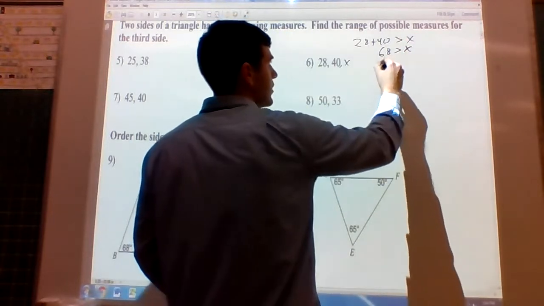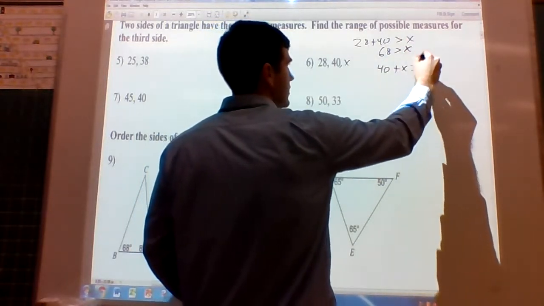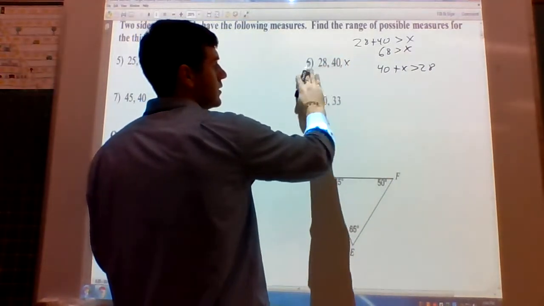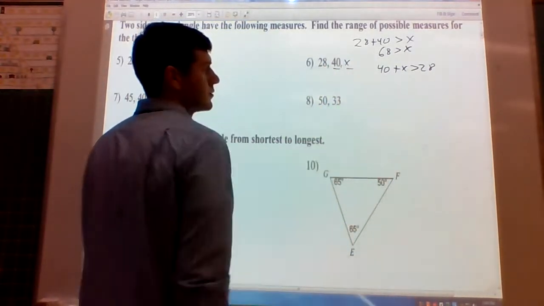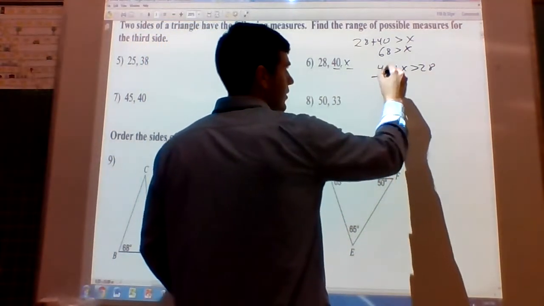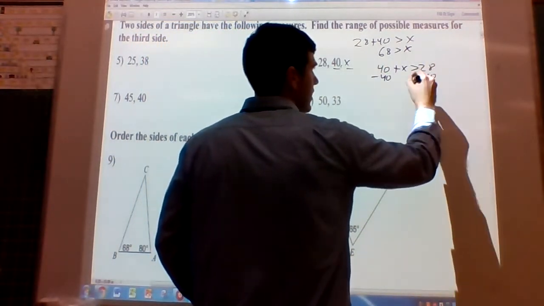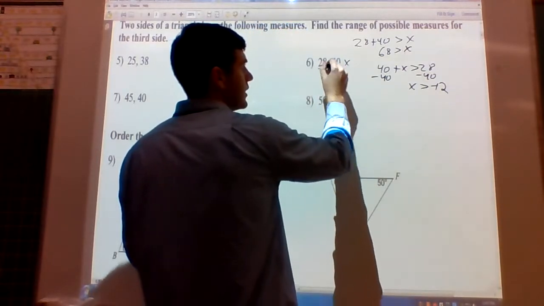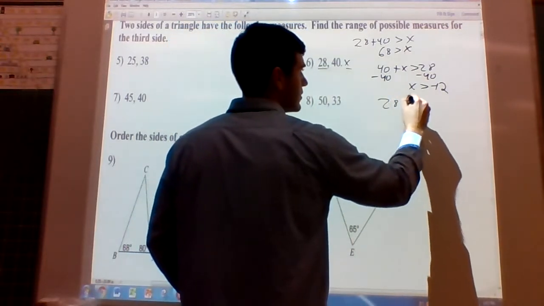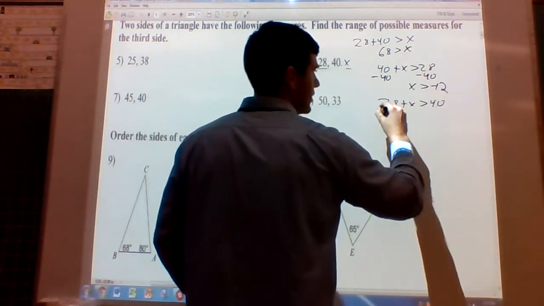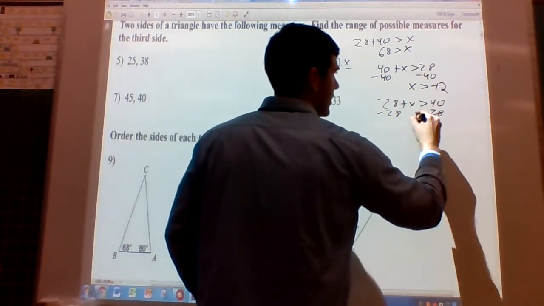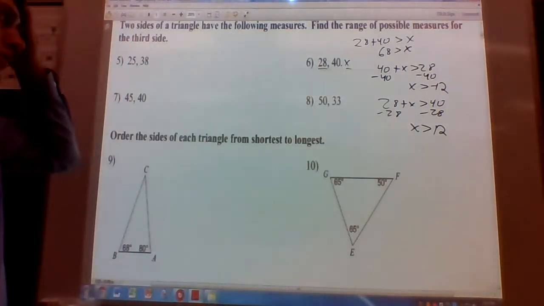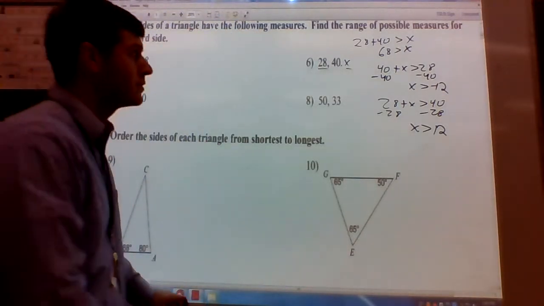Then we have 40 plus x is greater than 28. So we did 28 and 40. Now we're doing 40 and x. So subtract 40. X is going to be greater than negative 12. Then we can use 28 and x. So 28 plus x is greater than 40, so subtract 28. X is greater than 12. So we need a number that is less than 68.